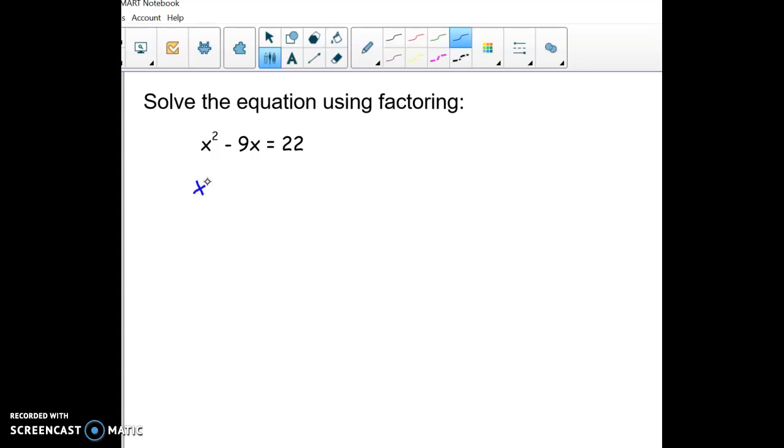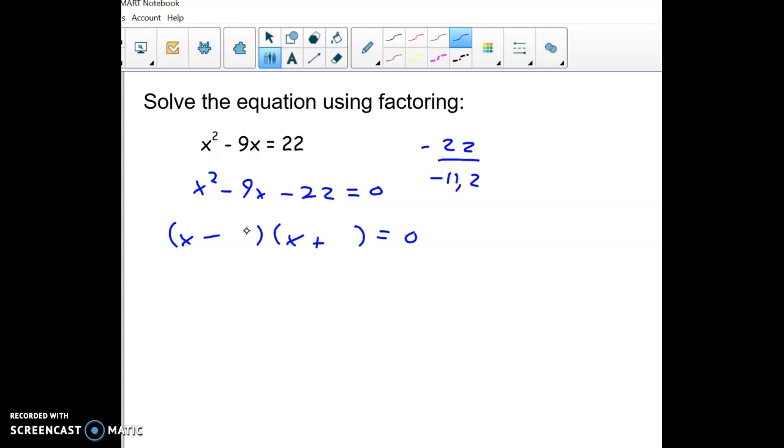Alright, so we need 0 on one side. So we're going to minus 22 first before we factor. And then no GCF. And then this is hopefully the short factor where, because of the x squared, we can just put x in x and then make it multiply to negative 22. So we need one negative and one positive, and then add up to negative 9. So again, you can make the big list if you want, but it should be negative 11, positive 2.